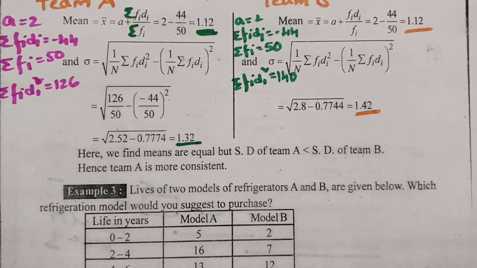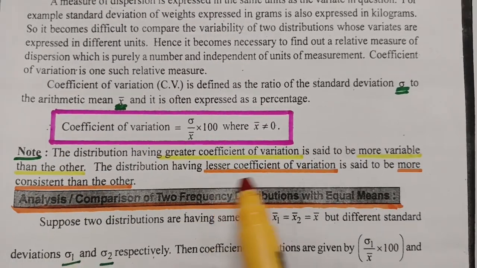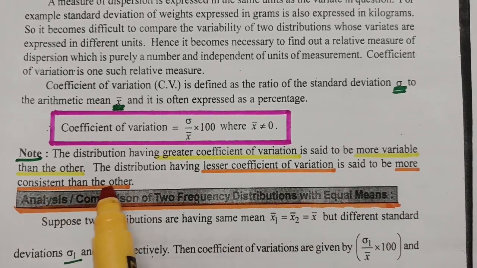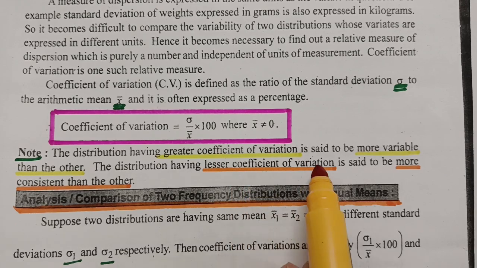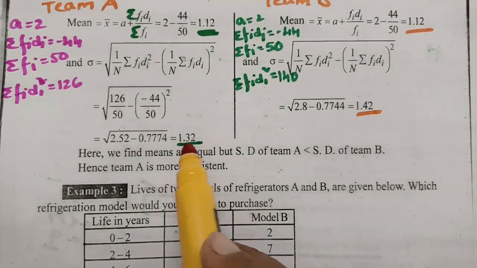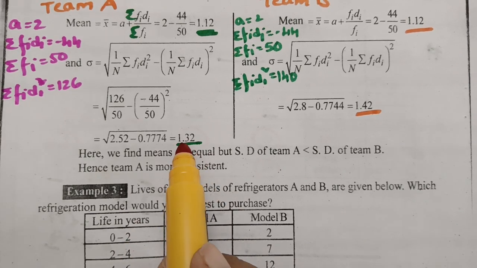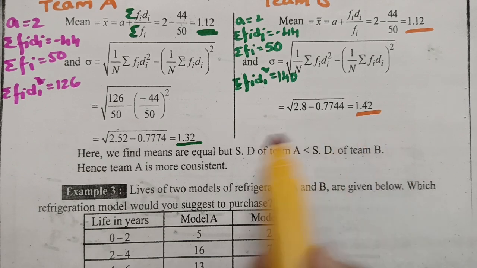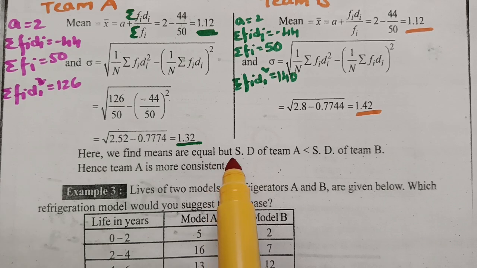And see here, we are talking about consistency. While talking about consistency, the lesser coefficient of variance is said to be more consistent than the other. So use this point. We have to check for the lesser coefficient of variance. On comparison, which team has the lesser coefficient of variance? Team A. Team A is 1.32 and team B has 1.42. So this one is lesser. Hence, here we find the means are equal.